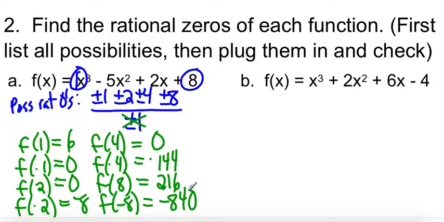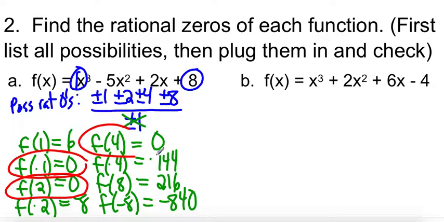So we have found these rational zeros: negative 1, 2, and 4. Those are the zeros of this function. And remember, this was degree 3, which means there are 3 zeros and we have found them all. Now, it doesn't always work that way, but it does sometimes, which is nice.